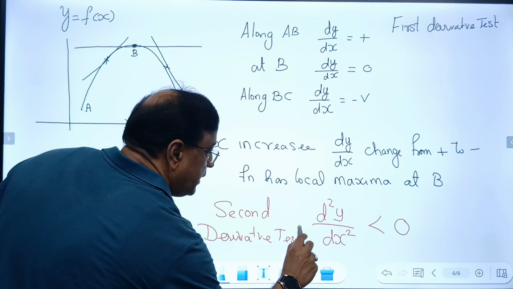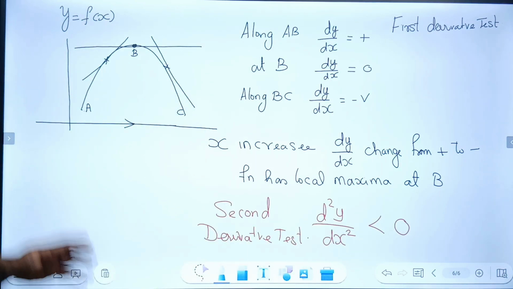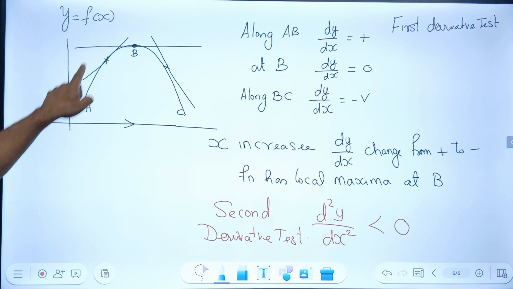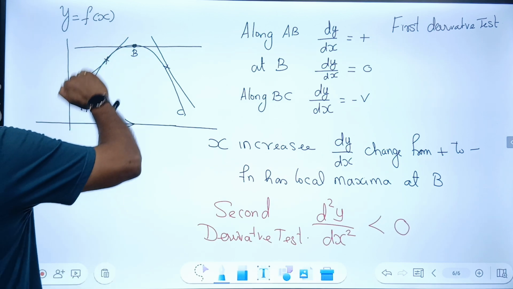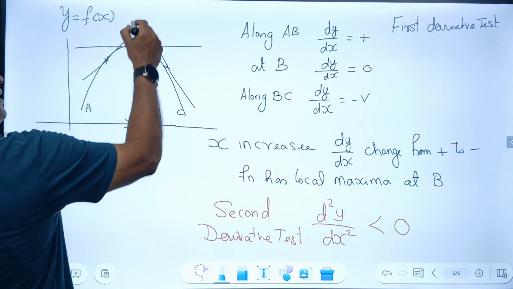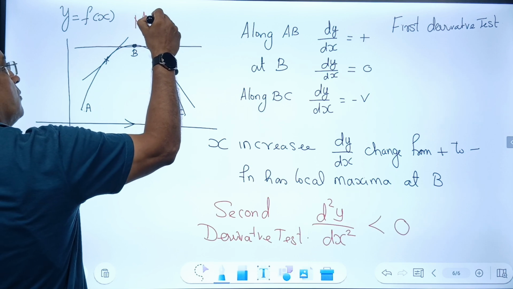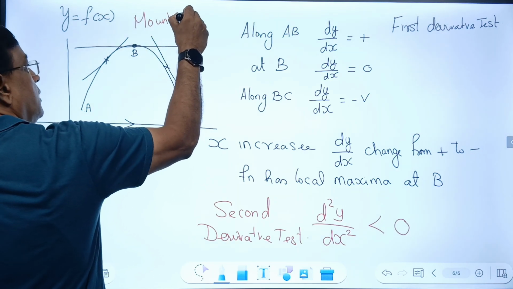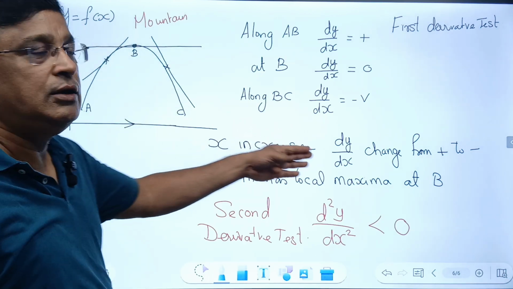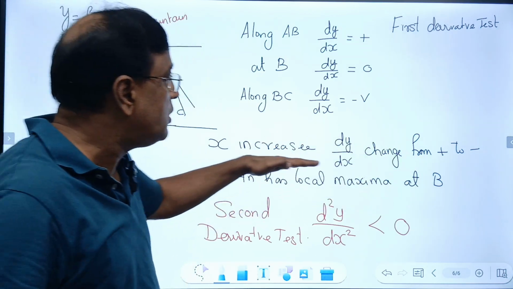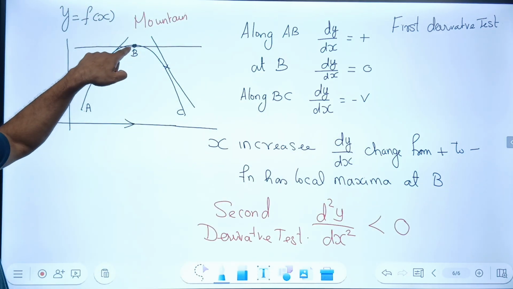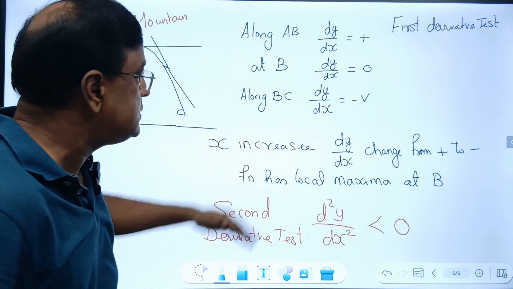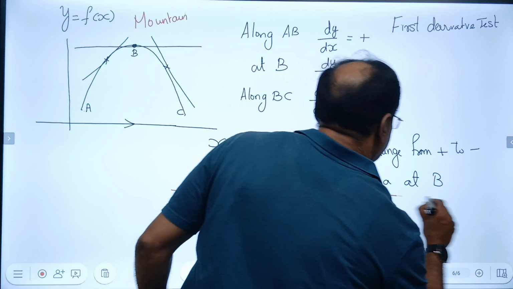This is called the second derivative test. Okay, so y equal to f of x is a function. Every function represents a curve. If the curve is like a mountain, then I can say the function has a local maxima at this point B. And this, till here, is the first derivative test.